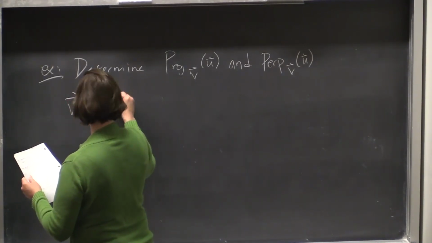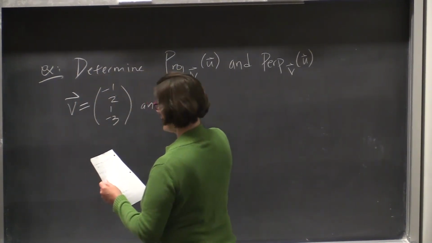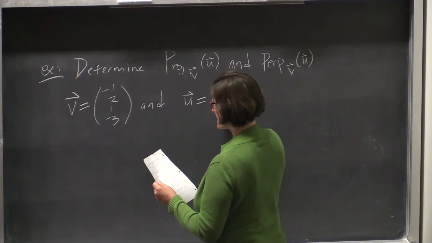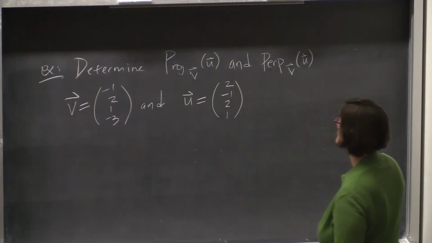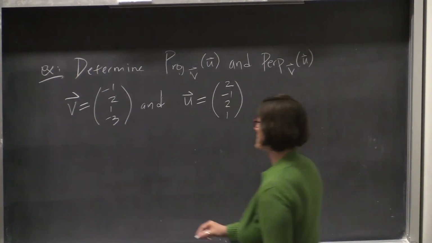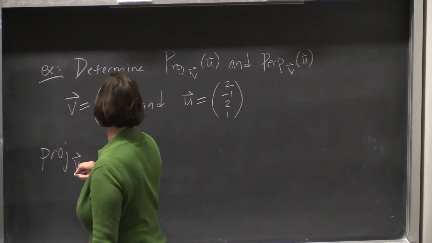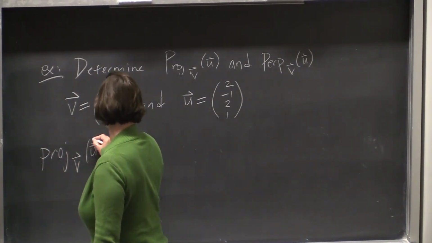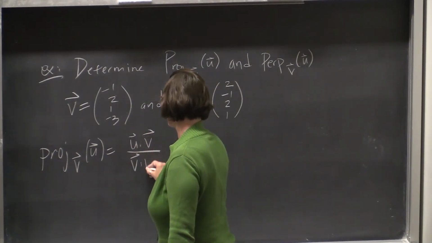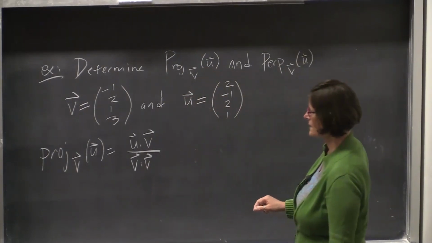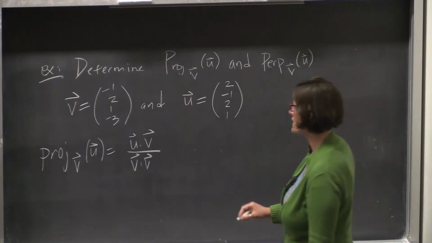V is minus 1, 2, 1, minus 3. And U is 2, minus 1, 2, 1. So the first thing is we compute the projection. The projection onto V of U is U dot V divided by V dot V times which vector? V or U? V, because we're trying to project onto V.